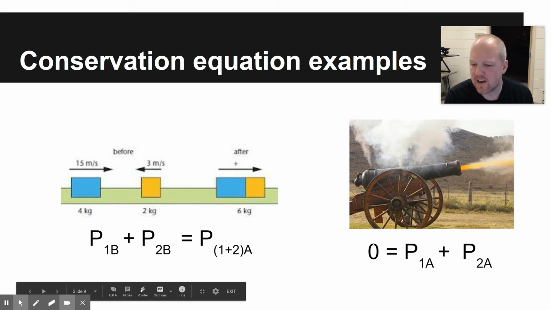Another example would be a cannon. So before a cannon fires, there's no objects moving, there's no force acting on an object, and so you have no momentum. But then what's going to happen is you're going to have the cannon that moves backwards and the cannonball that moves forwards. And so you have two objects that are going to be moving in opposite directions with opposite momentum after this cannon fires.